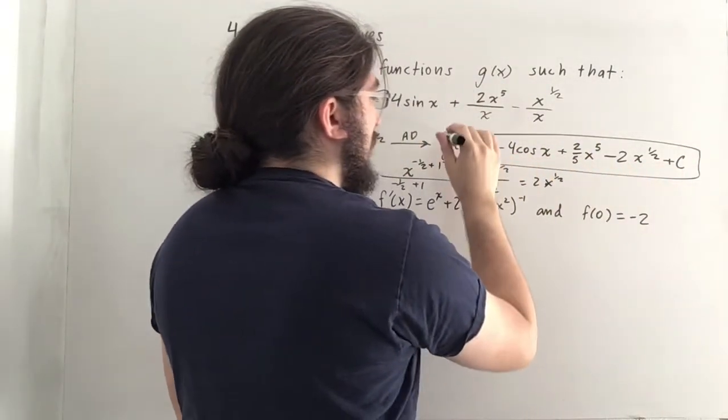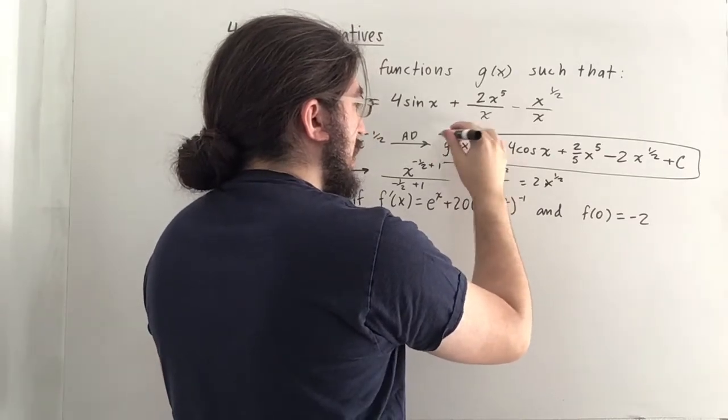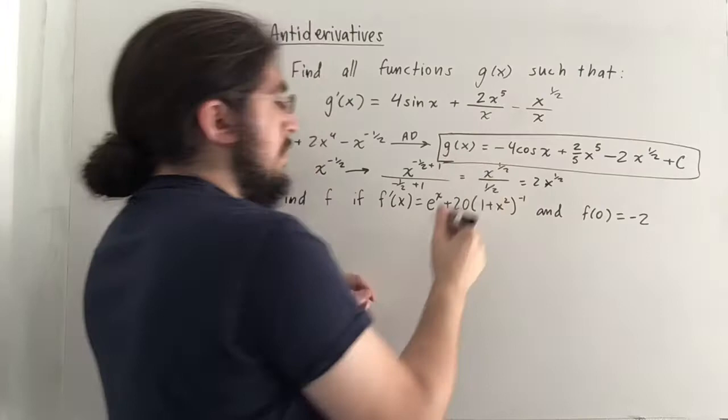And again, if you don't like that x to the 1/2 part, you can rewrite that as radical x if you'd like, but I'll leave it like that. Awesome, and now we'll move on.